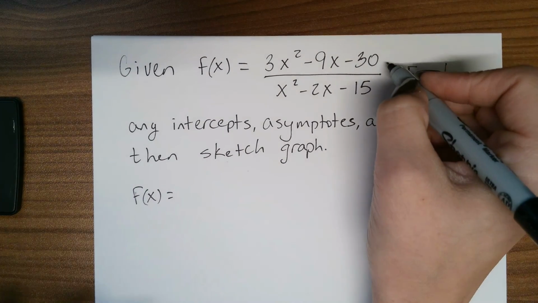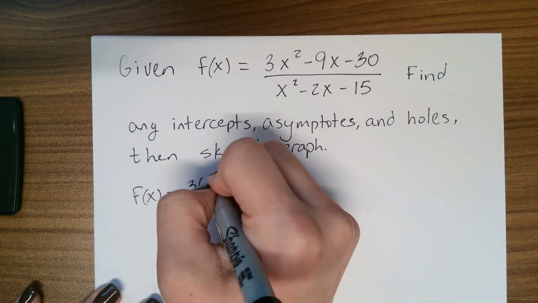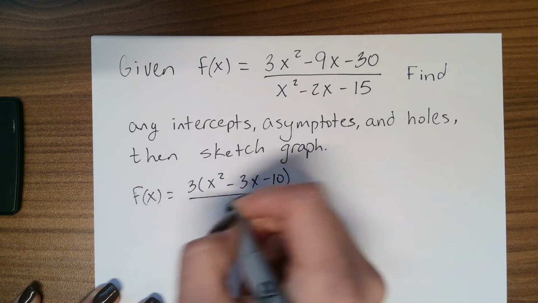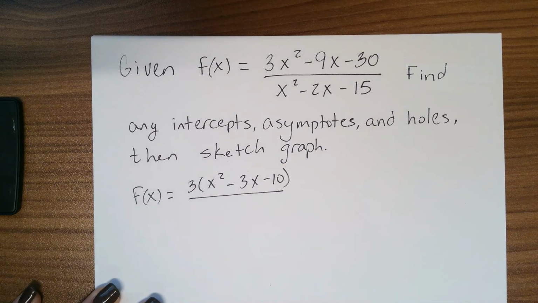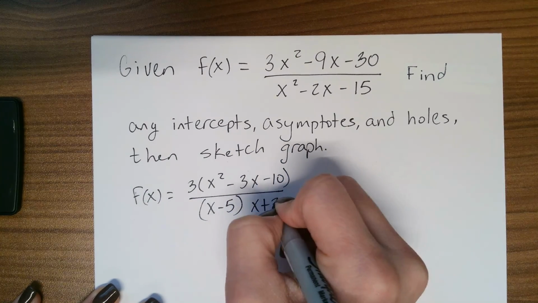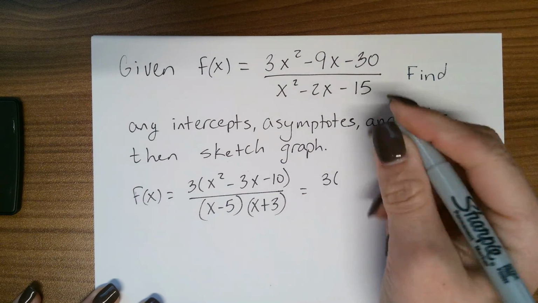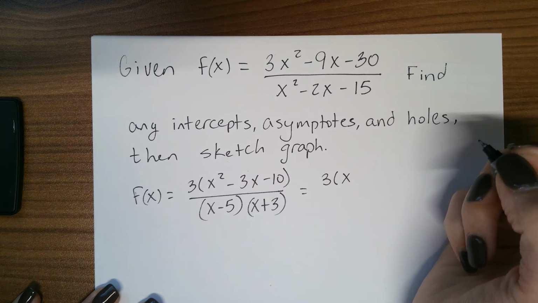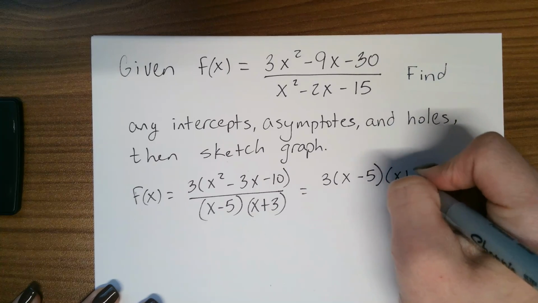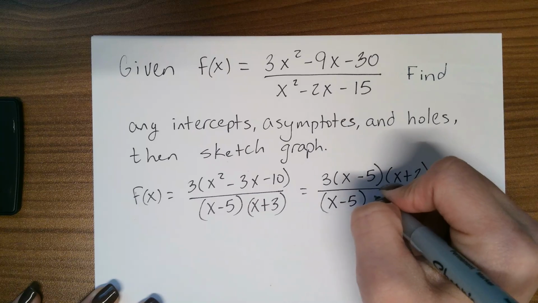In the numerator, I see that every term is divisible by 3, so I'll factor 3 out. Gives me x squared minus 3x minus 10 over x squared minus 2x minus 15, which factors into x minus 5 and x plus 3. We can take the numerator a step further. This is 3 times x minus 5 and x plus 2, and then again over x minus 5 and x plus 3.